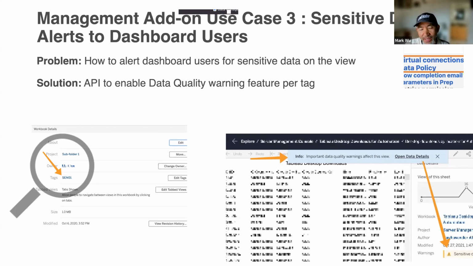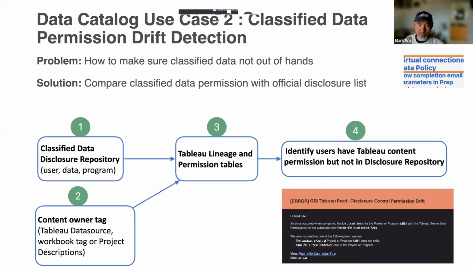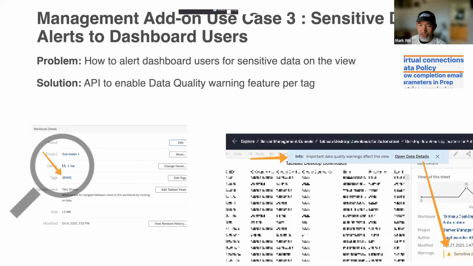And guess what? This is also the same code used in the previous example, the permission drift. So it's like killing two birds with one stone. When they tag, I compare with disclosure to understand which permission is which, but I also use the same tag to alert end users. But you can use them separately. You can have a different tag if you want. There is an API to enable data quality warning automatically. This is what we're doing.